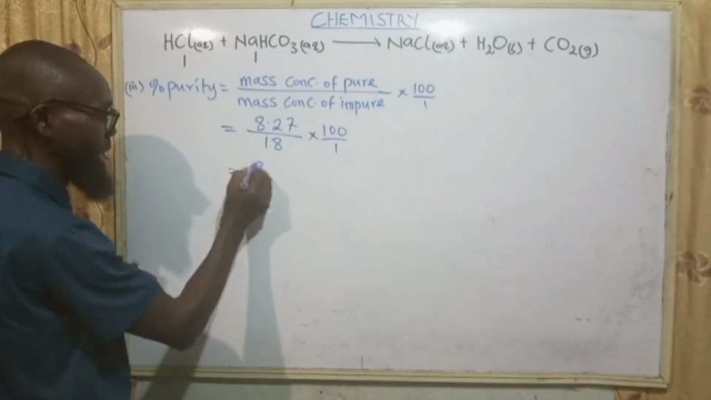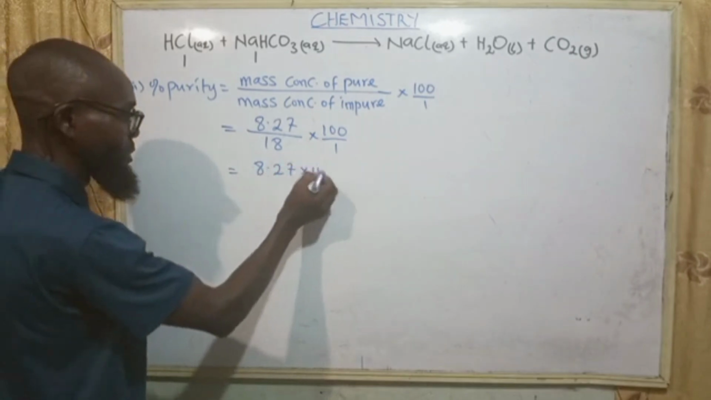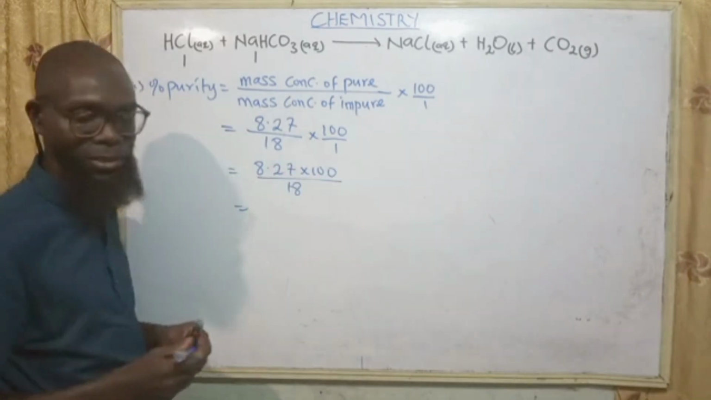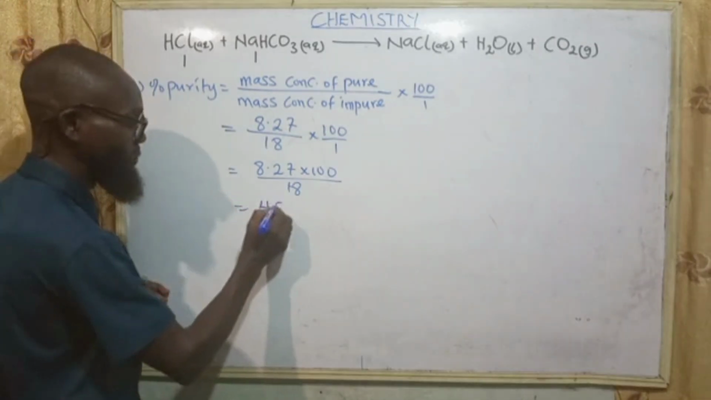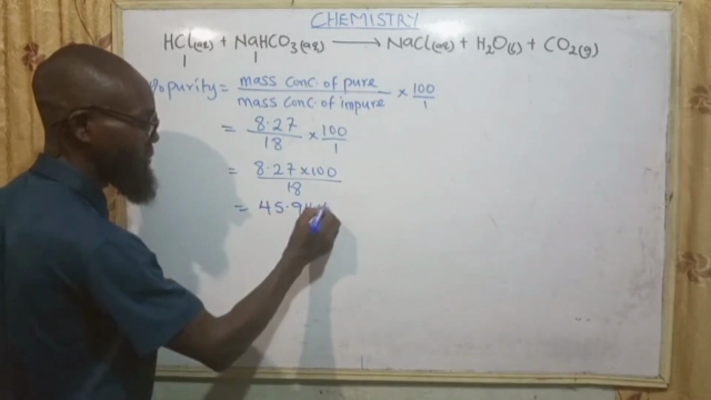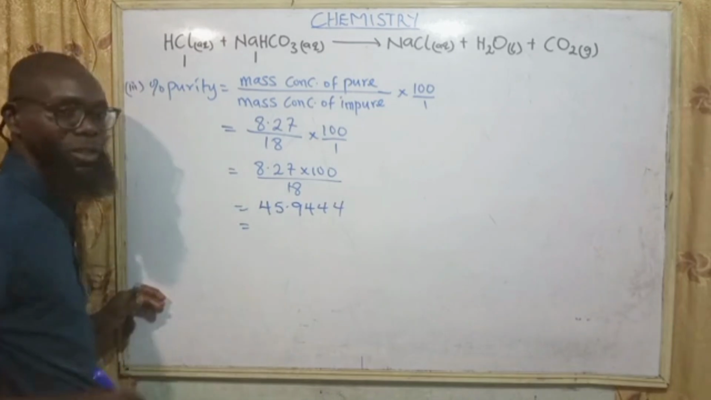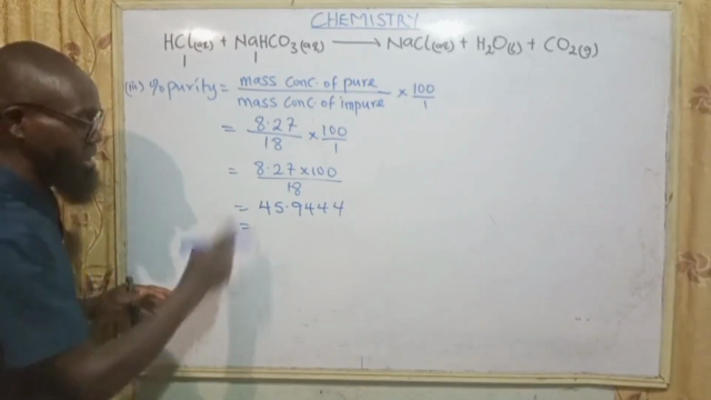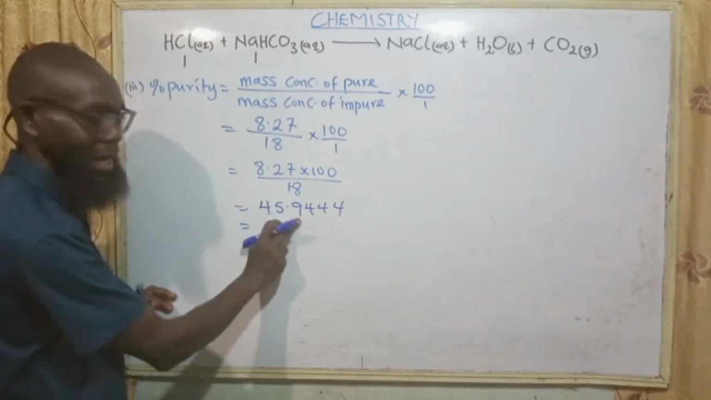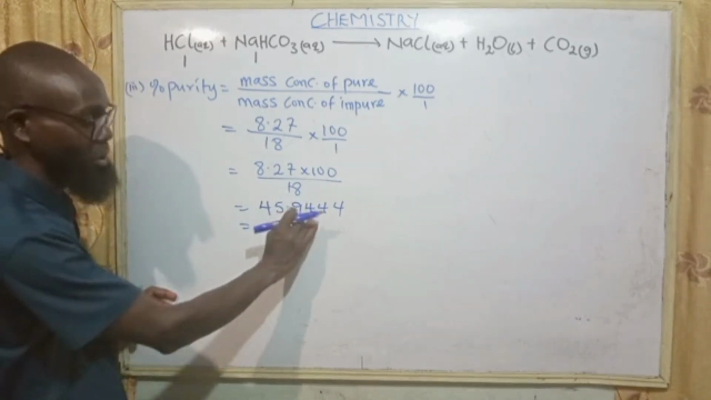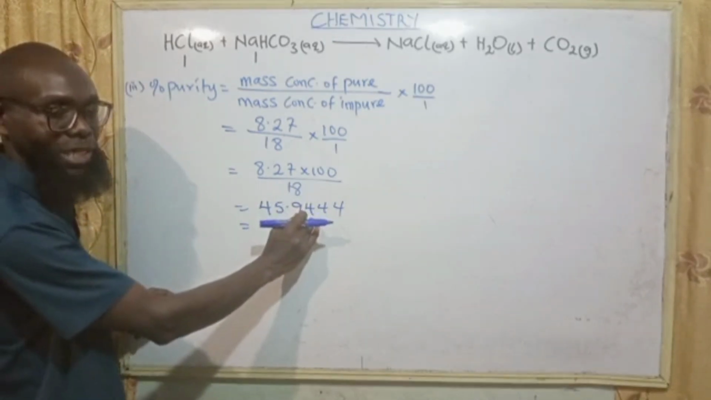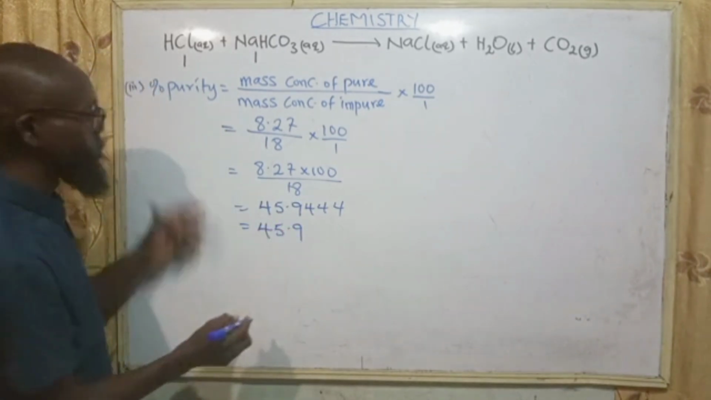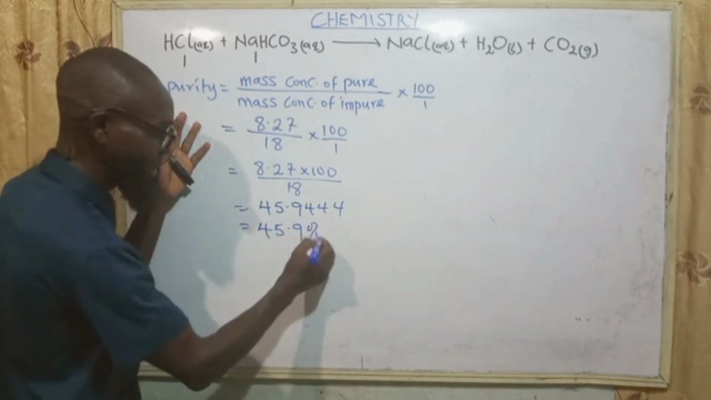So we have 8.27 times 100 divided by 18. So we multiply this and divide by 18. We have 45.9444 and so on like that. So our answer should be to 3 significant figures. 1, 2, 3. At the back of the third digit, we have 4. Any number from 1 to 4, you round down to 0. So we have 45.9. So percentage purity, that is 45.9 percent.